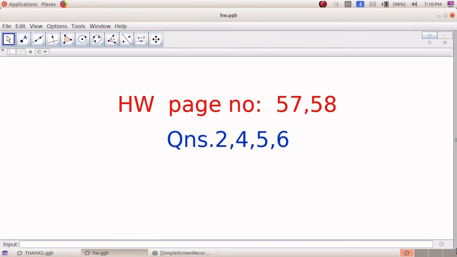Now, let us conclude the class. We have been doing questions on pages 57 and 58. Now, we have done some questions on those 2 pages. The remaining questions, question number 2, 4, 5, 6, I am setting aside as homework to be done yourself. Whatever doubt is there with you, contact me. Okay. Thanks.